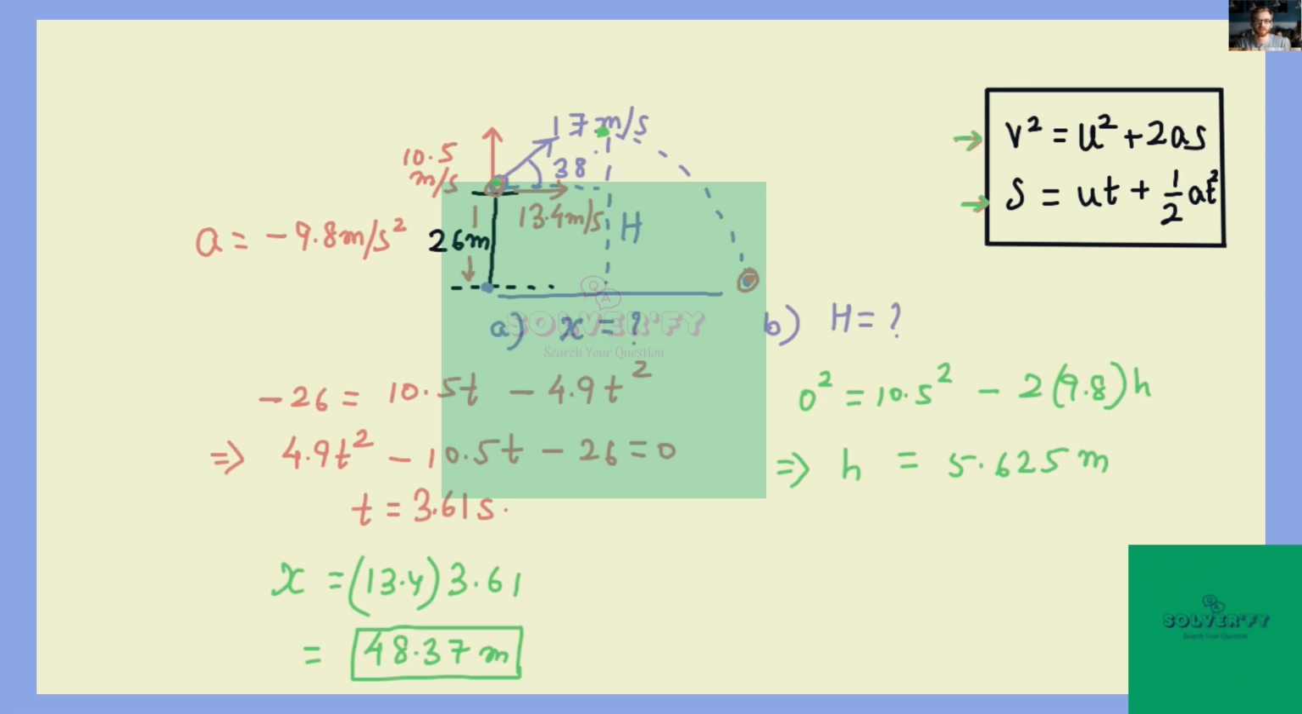So we can conclude that the maximum height above the surface of the water is this 26 meters plus this 5.625, which turns out to be 31.625 meters. And that's the answer.